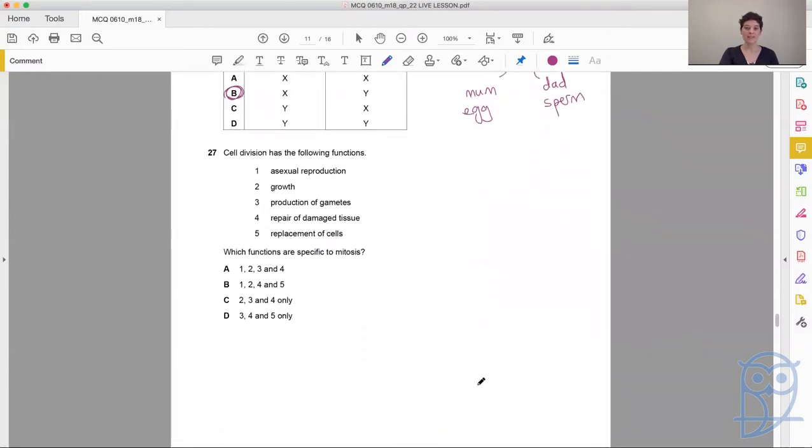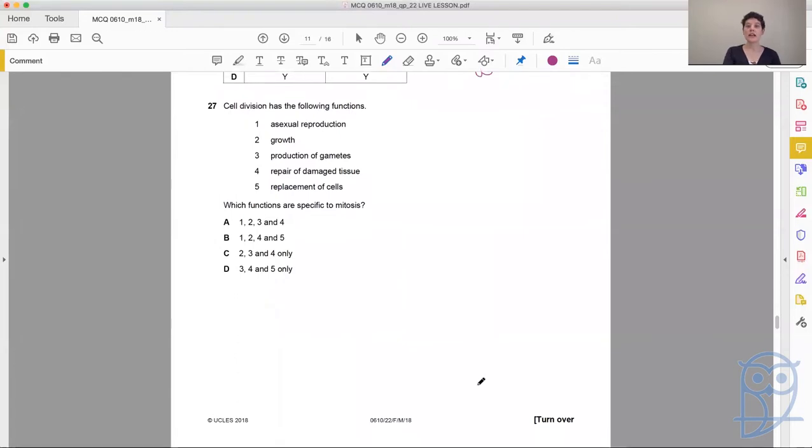Question 27. Cell division has the following functions: asexual reproduction, growth, production of gametes, repair of damaged tissue, and replacement of cells. Which functions are specific to mitosis? Because remember, we have mitosis and we have meiosis. So whenever it is meiosis, this one is all about gametes, because this is our reduction division. So which of these are mitosis? Asexual reproduction? Yes, genetically identical. Growth? Absolutely. Production of gametes?